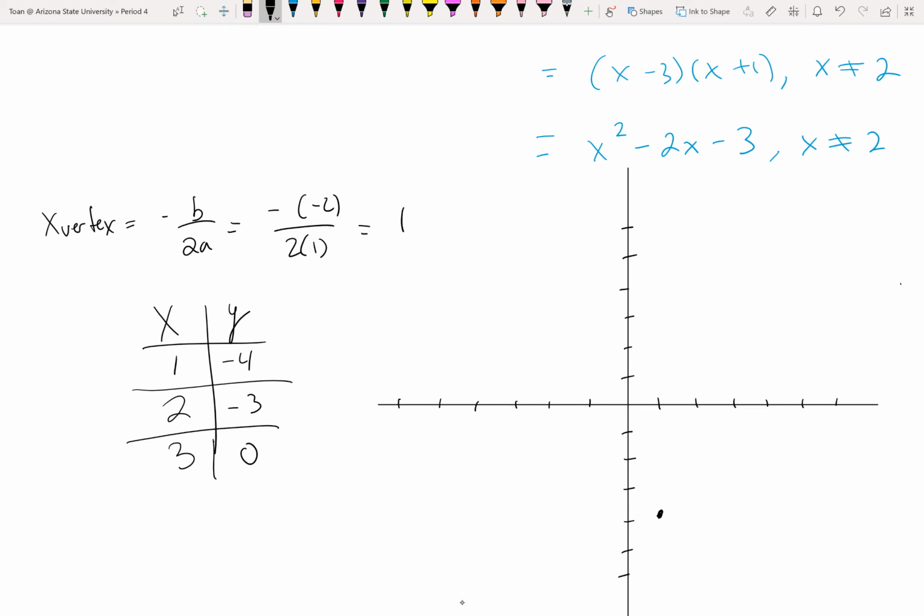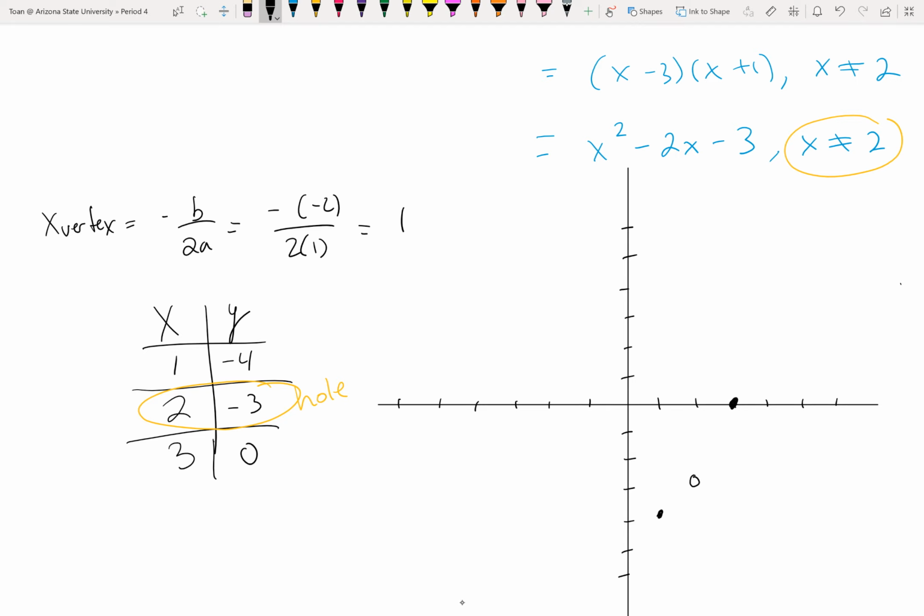Hold on a second. The original function said I can't use 2. But I clearly use 2 here, right? Yeah. So that means this is a legitimate point. 2 comma negative 3, that's legitimate. But because of my domain restriction, this will be a hole. So when you plot it, do not do a solid circle. You have to do an open circle when you plot it. Right. And then go ahead and do 3 comma 0 right there.